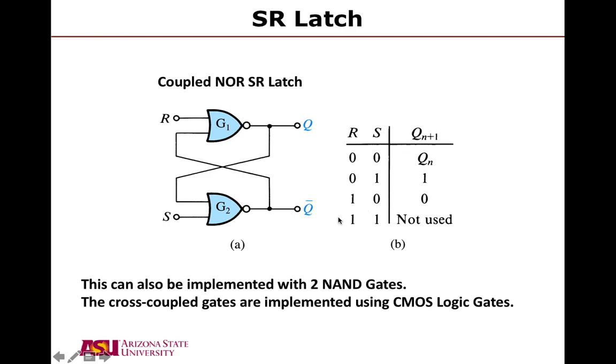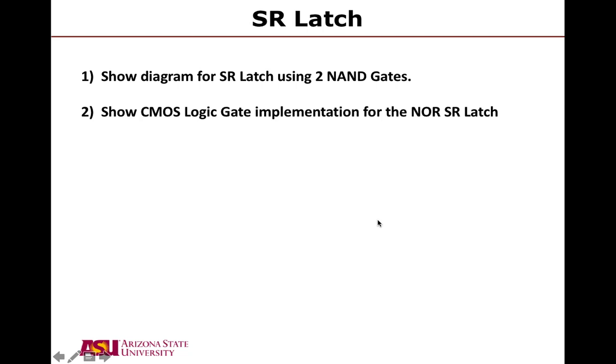The 1, 1 state for the system is not used, because if you put R and S both as 1, G1 and G2's output should both be 0, and that would violate the Q bar logic. So we do not use the 1, 1 state for this system. Okay, so I'm going to let you derive both, but number 2, the CMOS logic gate implementation.